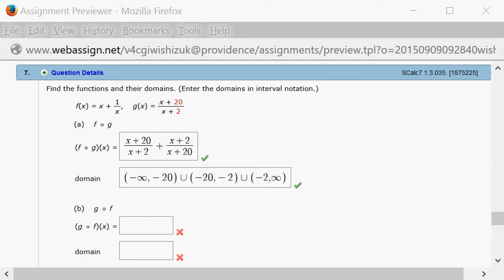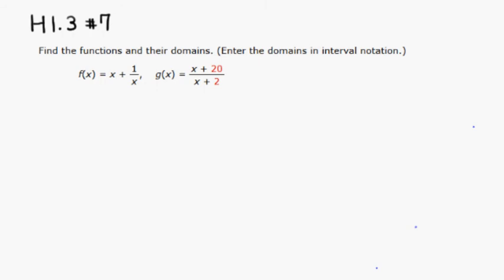Part B is g of f. So now f is the inside function. So let's find that. Part B, g of f of x is g of f of x. The inside function is x plus 1 over x.